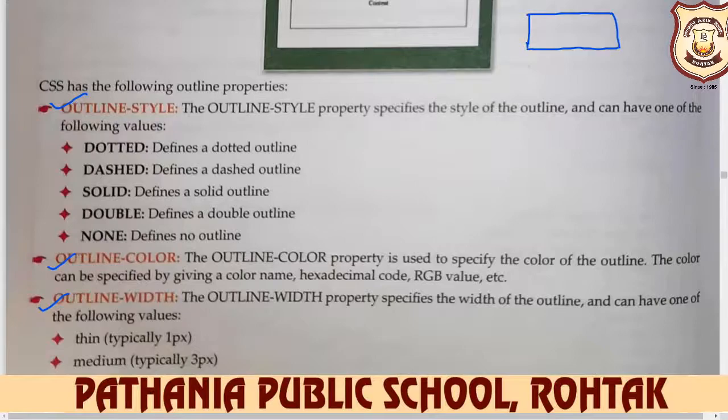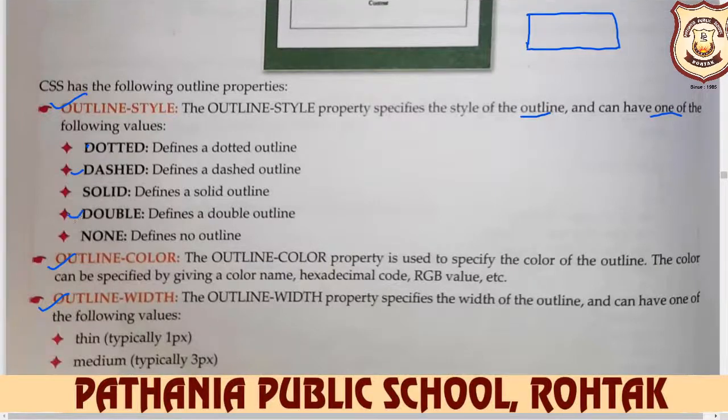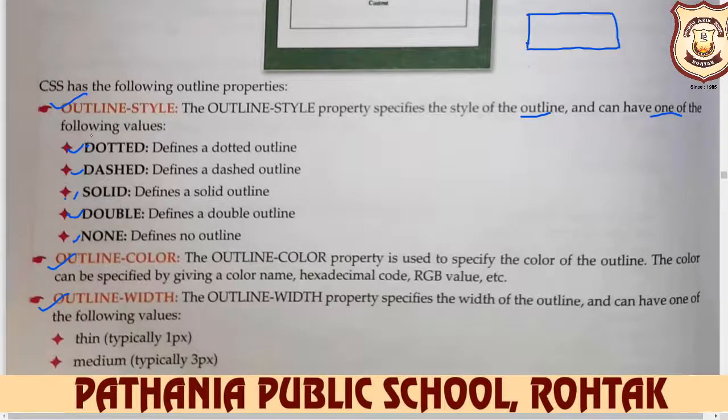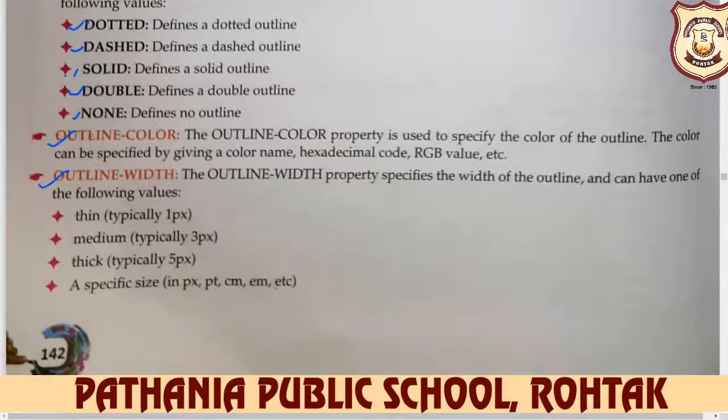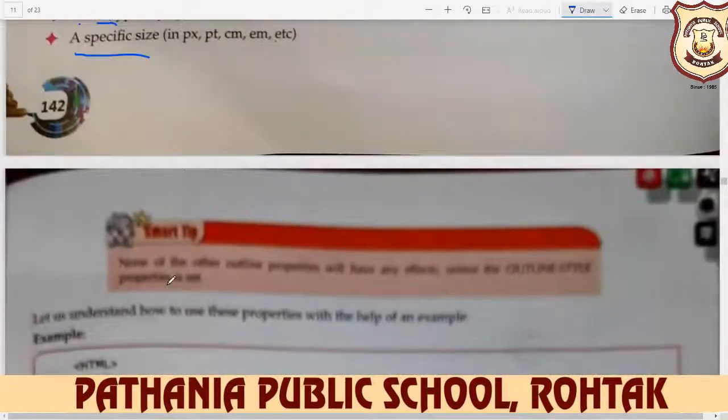The outline-style property specifies the style of the outline and can have one of the following values. The values are dotted, dashed, solid, double, and none. You implement all these practically and then see the changes. Outline-color: if you want to change the outline color, then you use the color name, hexadecimal code or RGB color, any value. And if you want the outline width, then the values are thin, medium, thick, and a specific size in pixel, pt, centimeter, or em.